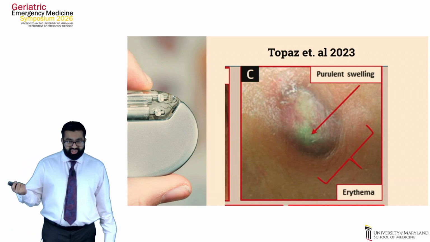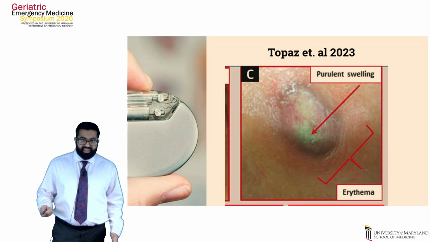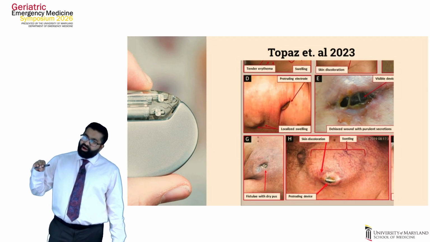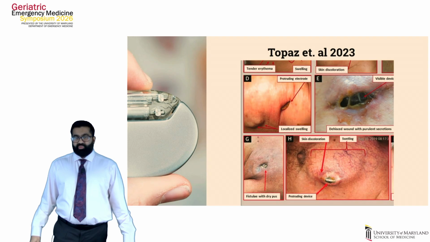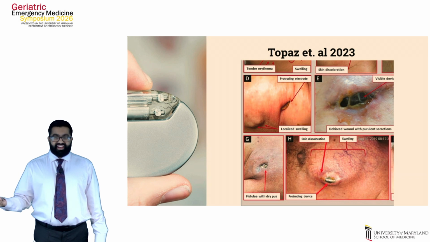You raise your suspicion for pocket infections if there's purulent swelling, and of course, if the device is kind of peeking out, that should raise alarm bells as well. These are all erosions, fistulas, and protruding devices.